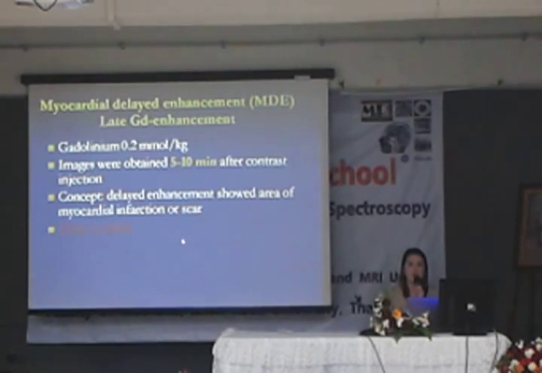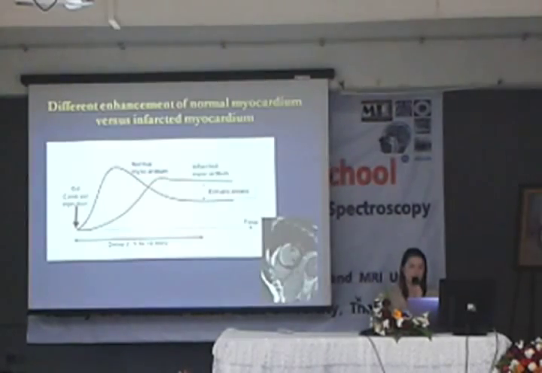The next sequence that we use frequently for cardiac MRI is myocardial delayed enhancement, or what some people call late gadolinium enhancement. We use this sequence after injection of gadolinium into the patient, and the images are obtained about 5 to 10 minutes after contrast injection, because delayed enhancement shows areas of necrosis. So there is a quote that white is dead in this sequence.